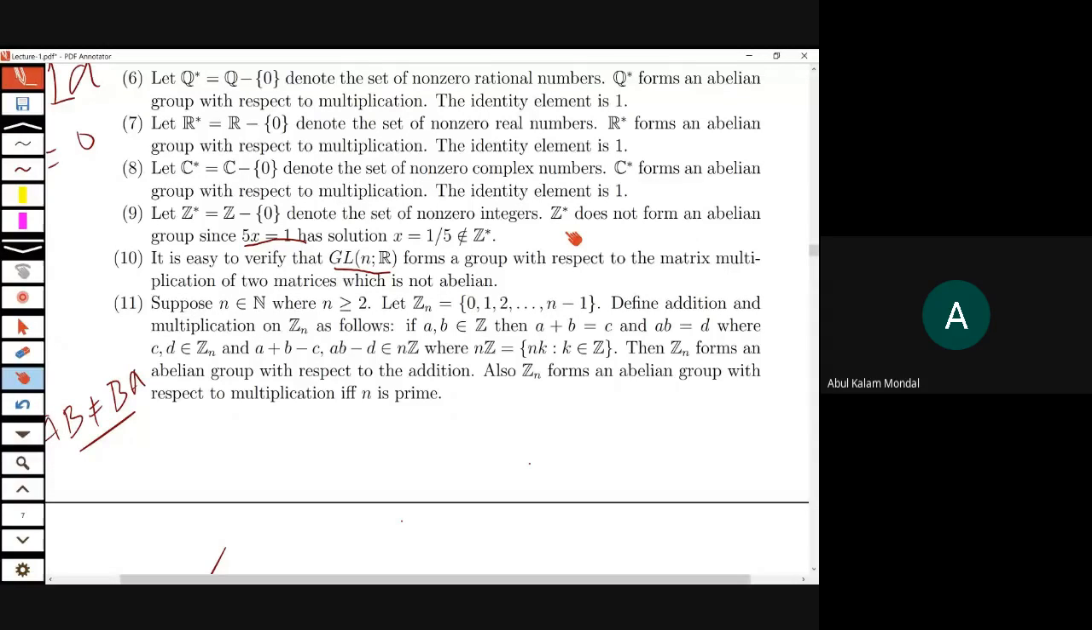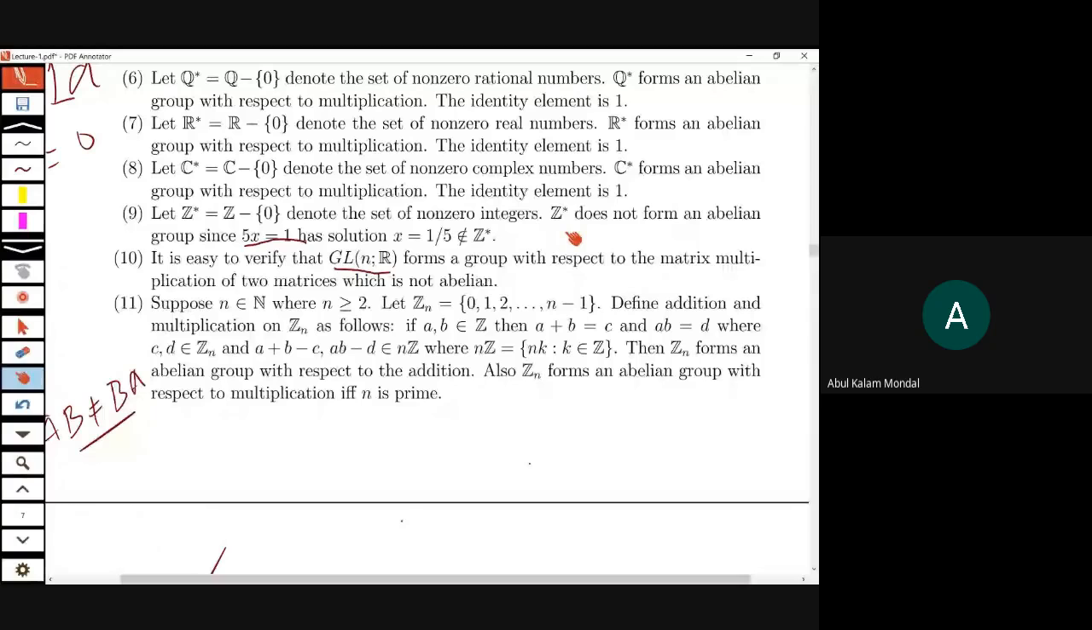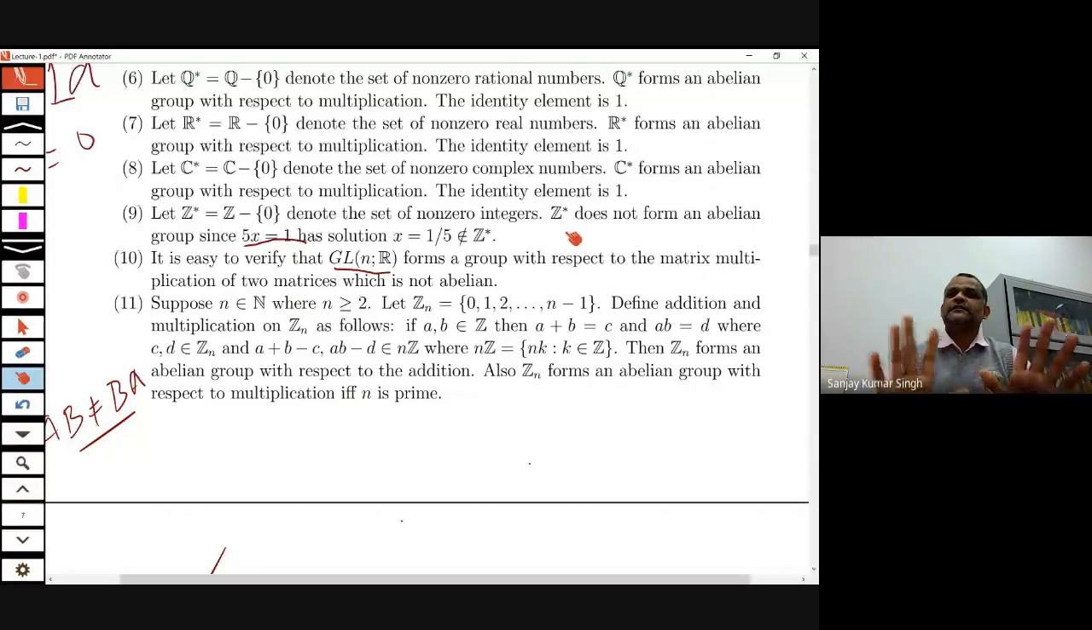Then my question is, can I write x equal to 1 by 5? No, this is just for understanding. A better way is to write that this equation has no solution in Z star. This is just for simplification. I was just trying to simplify.